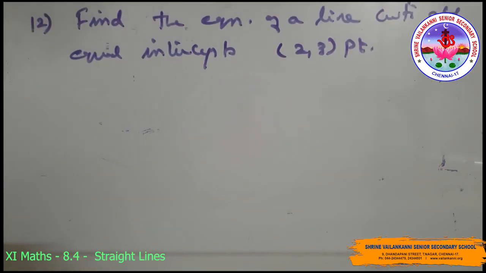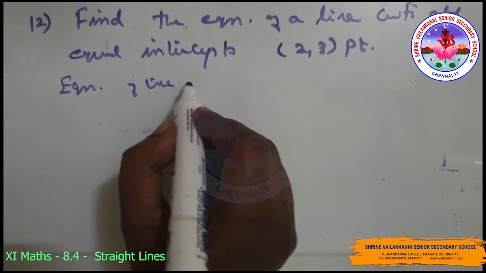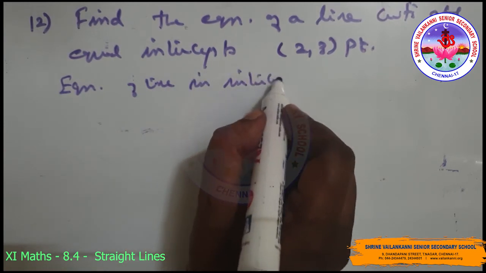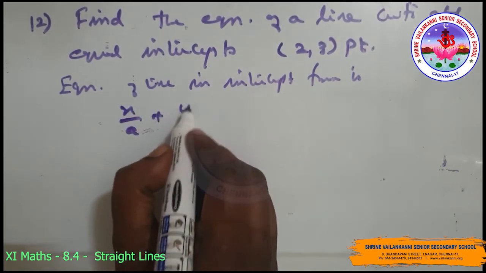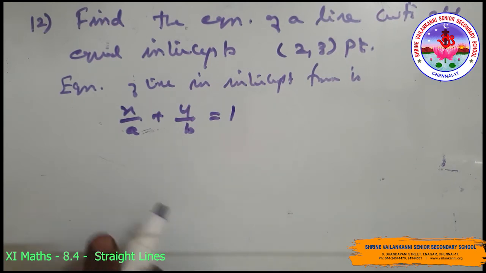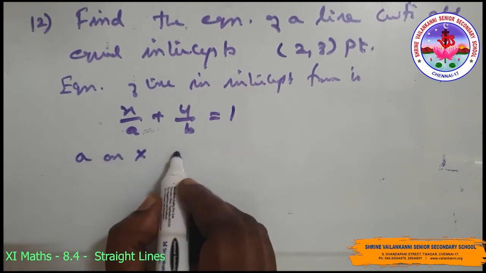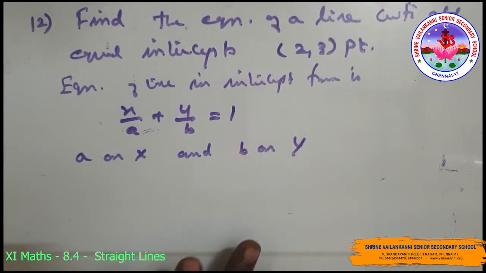12th question. Find the equation of a line that cuts off equal intercepts on the coordinate axis and passes through the point (2, 3). So the equation of the line in intercept form is x by a plus y by b equals 1. Here a and b are the intercepts on the x and y axis respectively. It's given that the line cuts off equal intercepts on both the axes.